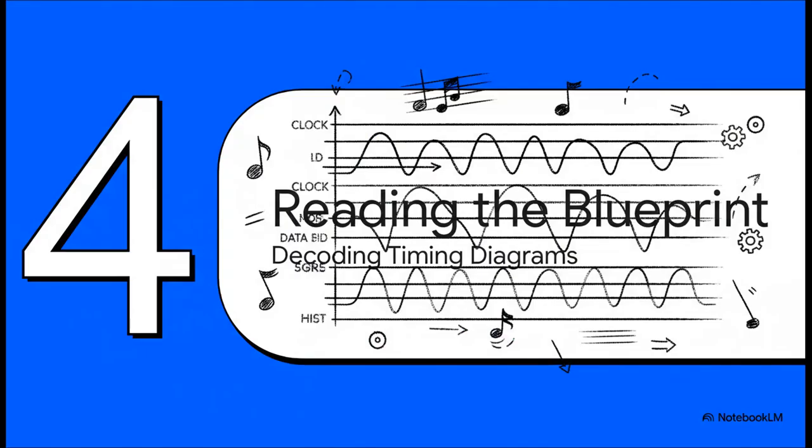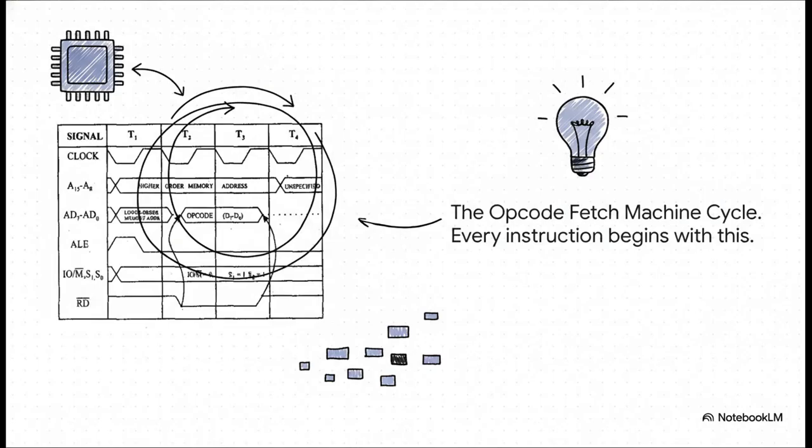Okay, so how do we actually visualize this dance of cycles and T-states? Well, we use something called a timing diagram. Now, I know it looks complicated, but it's really just the sheet music for the processor. It shows us exactly what every signal is doing at every single T-state. And this right here is the single most important cycle of them all, the opcode fetch. Why? Because every single instruction, no matter what it is, has to start with this cycle. This is the processor reading its next command.